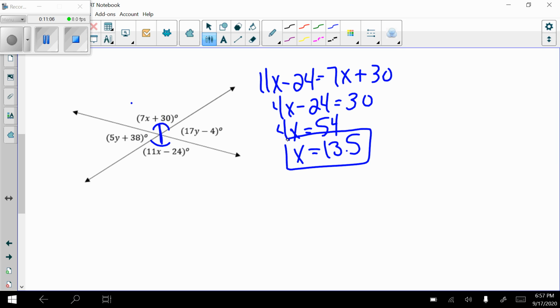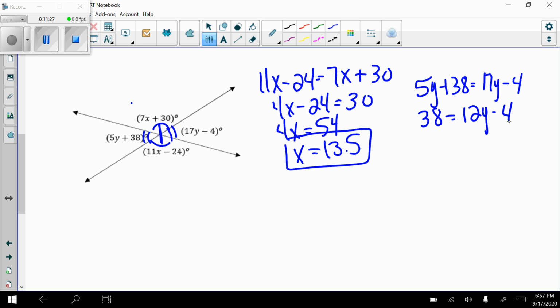Now, y's, okay, 5y plus 38, 17y minus 4. Again, vertical angles, so those two are congruent. So I could say 5y plus 38 equals 17y minus 4. Subtract 5y over, so I get 38 equals 12y minus 4. Add 4 to both sides, so I get 42 equals 12y. And finally divide by 12, so I get y is equal to 3.5.